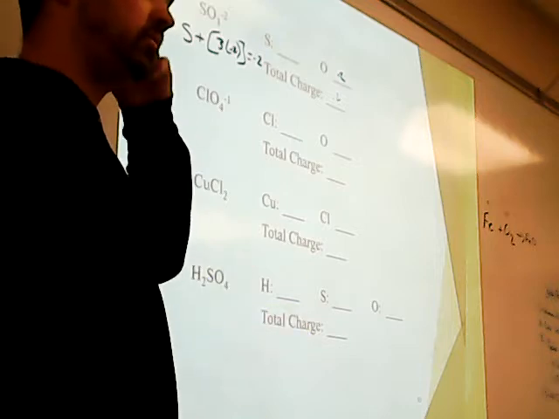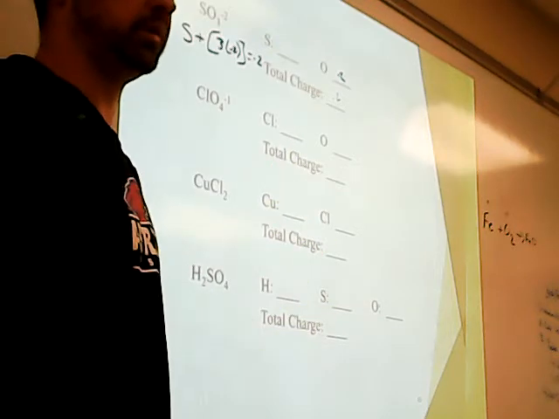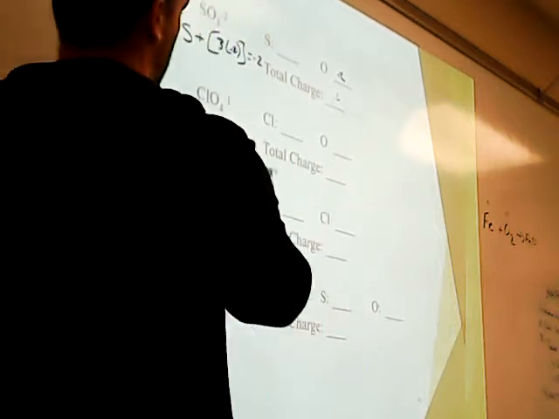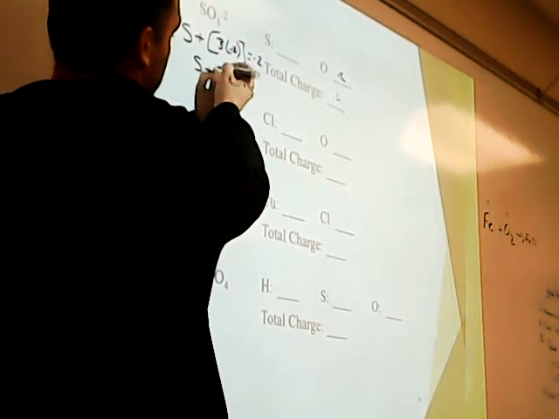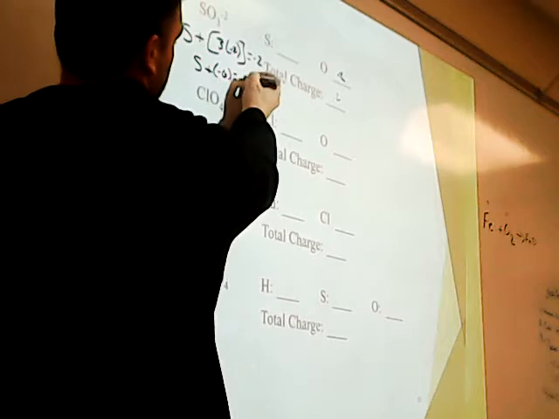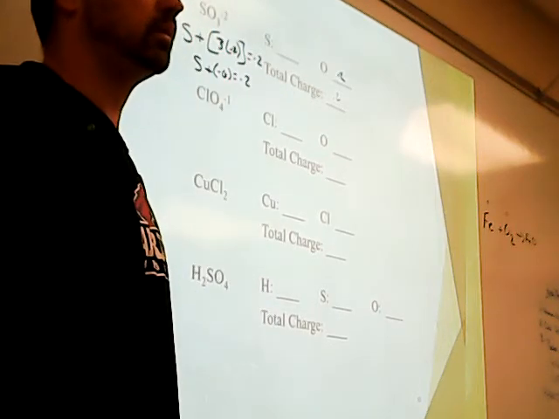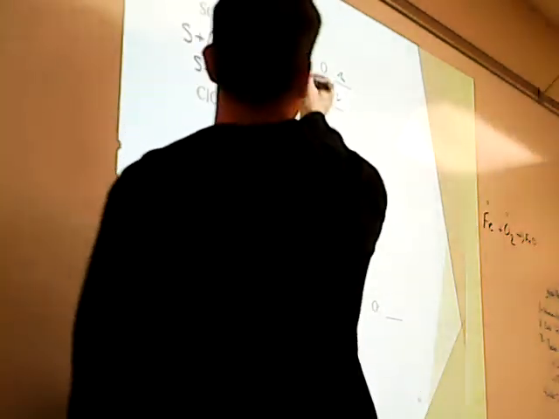Some of you can do this in your head once you understand where the numbers come from. Some of you will have to write it down every time. Sulfur plus -6 needs to equal -2. What is that magic number for sulfur? +4.